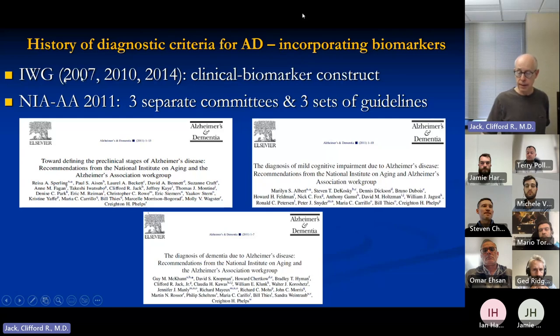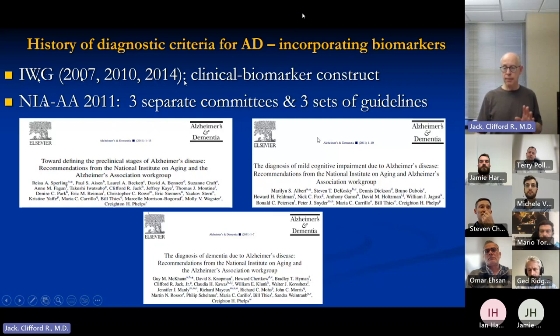So there are two separate groups that embarked on a series of papers that proposed revised diagnostic guidelines for Alzheimer's disease incorporating biomarkers. One was the IWG, International Work Group, which published a series of papers. The other was the National Institute on Aging, Alzheimer's Association, which in 2011 impaneled three separate committees, one for unimpaired, one for mildly impaired, one for fully demented, that published three sets of guidelines.